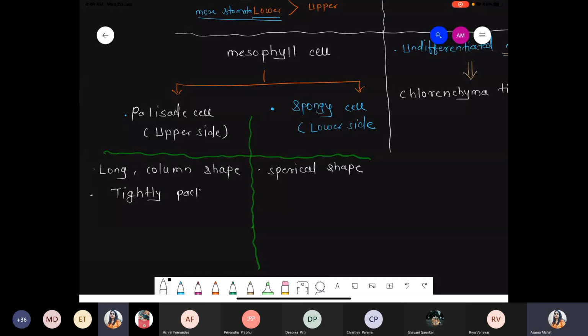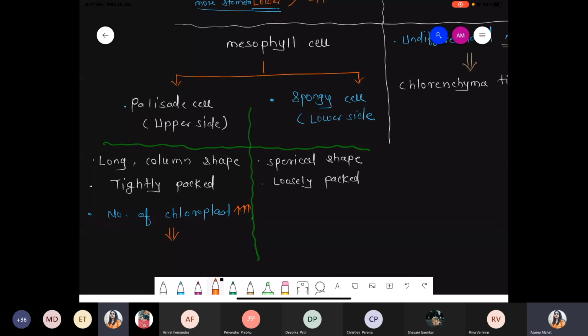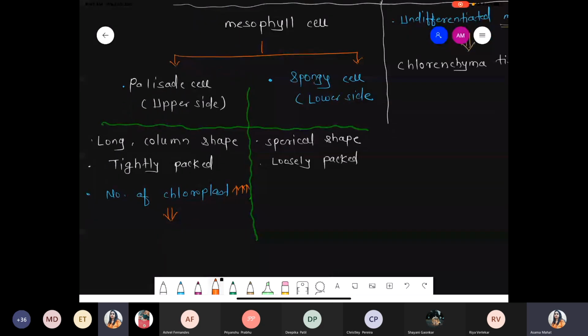And when you compare the spongy cells, the name itself tells you, spongy, right? So they are loosely associated. They are loosely packed. And the last one, in case of the palisade cells, the number of chloroplast is more, and obviously if the number of chloroplast is more, it means they are dark green. So that's why the upper side of the leaf, due to palisade cells, is dark green in color.